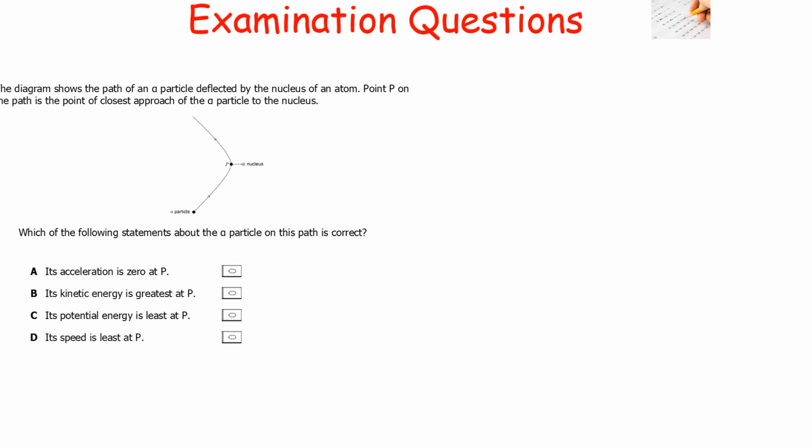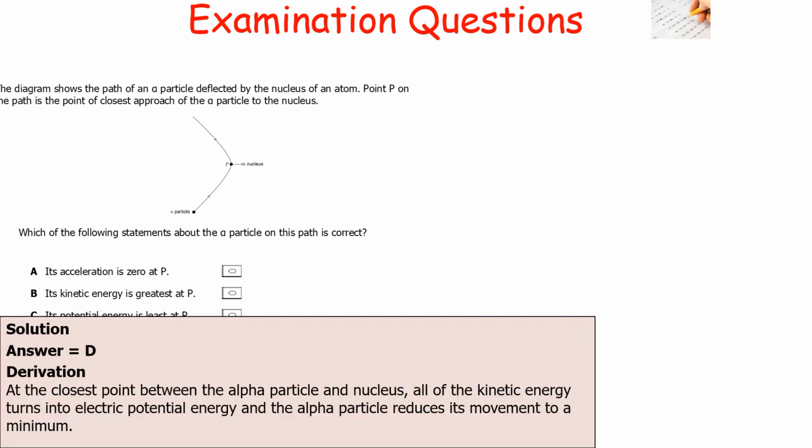Well, the answer here is going to be D, because at the closest point between the alpha particle and the nucleus, all of the alpha particle's kinetic energy has turned into electrical potential energy due to the repulsion between the positive nucleus and the positive alpha particle. So therefore the alpha particle reduces its movement to a minimum. So the answer is D.